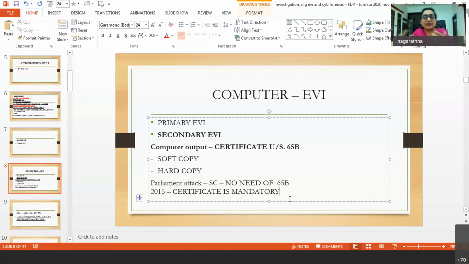In between, I had investigated many cases where I had not taken these certificates. I got CDRs from Airtel, Reliance and all. If I go back there, those officers are not there. So a lot of terrorism cases, a lot of serious cases got acquitted like this, right? So this is one problem.